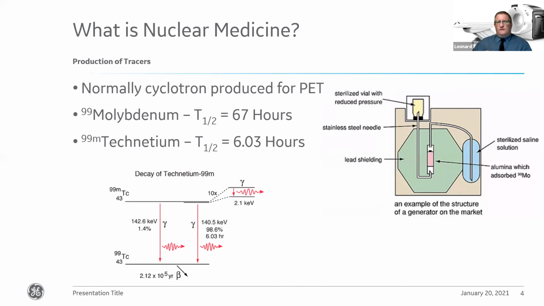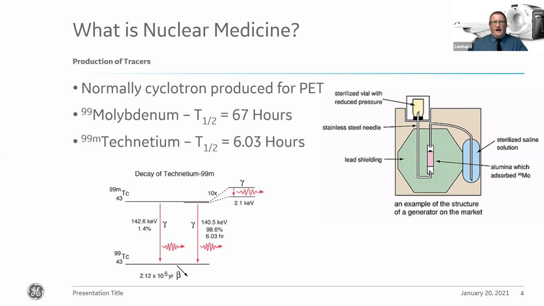When we move on to the technetium itself, as I said, we normally use cyclotrons specifically for PET imaging as well. And I'm not going to go into detail tonight about PET, but just to make you aware, this is another component within nuclear medicine, and the overarching molecular imaging side of things.